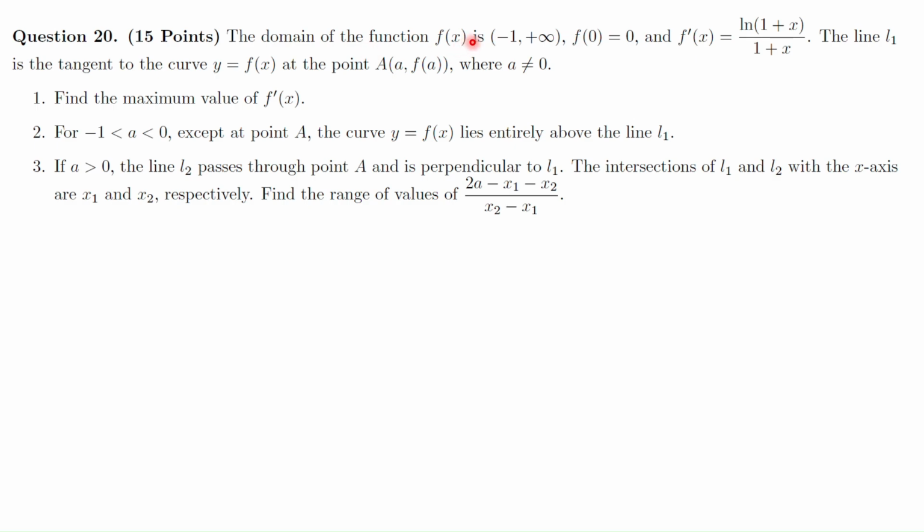Now we're given a function f of x with the domain being -1 to plus infinity. It is an open interval. f of 0 is 0, and f prime of x is equal to the natural log of 1 plus x over 1 plus x. The straight line L sub 1 is the tangent to the curve y is equal to f of x at the point A, with the coordinates being a, f of a, where a is not equal to 0.